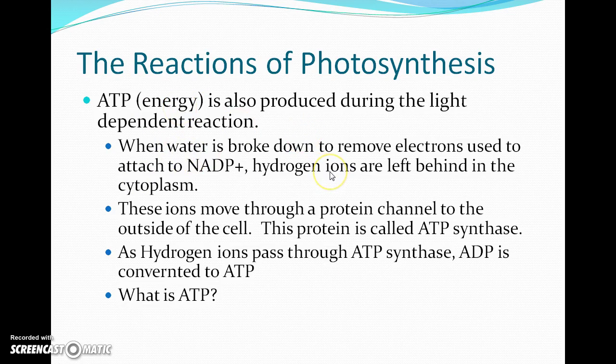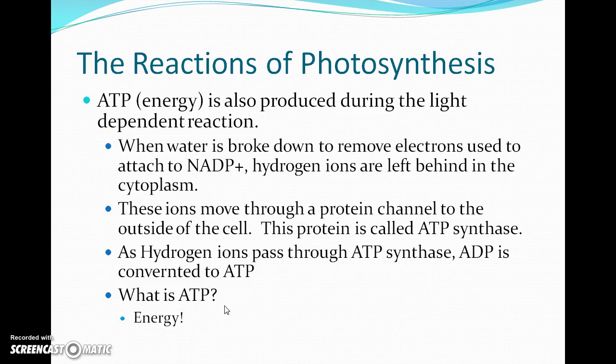When water is broken down to take those electrons that are excited that we attach to the NADP+, we get these hydrogen ions left out there. These ions move through a protein channel outside of the cell. Okay, this is going to be your facilitated diffusion. This protein has a specific name. It's called ATP synthase. As these hydrogen ions pass through ATP synthase, they convert ADP to ATP.